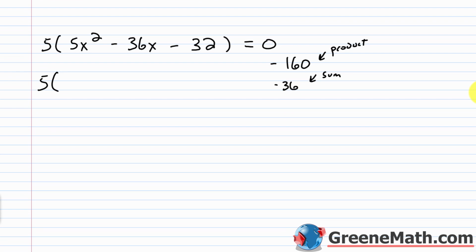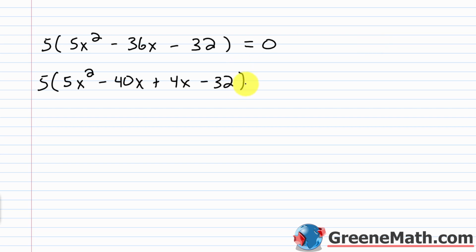You could make 4 and 40 work if the signs were right. If I had negative 40 and plus 4, that would work. So I'd have 5x squared minus 40x plus 4x minus 32. Let me erase this. I don't need this anymore. And this is equal to 0. So now I'm going to factor by grouping.